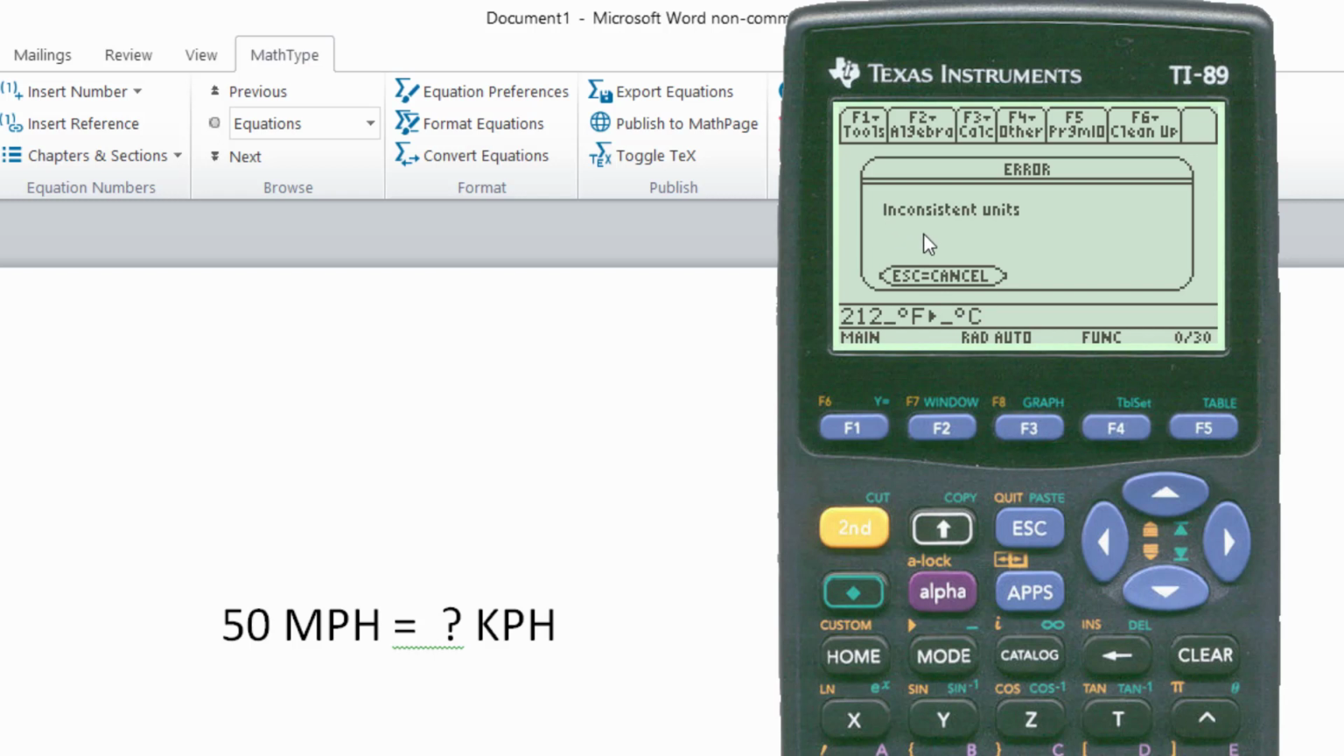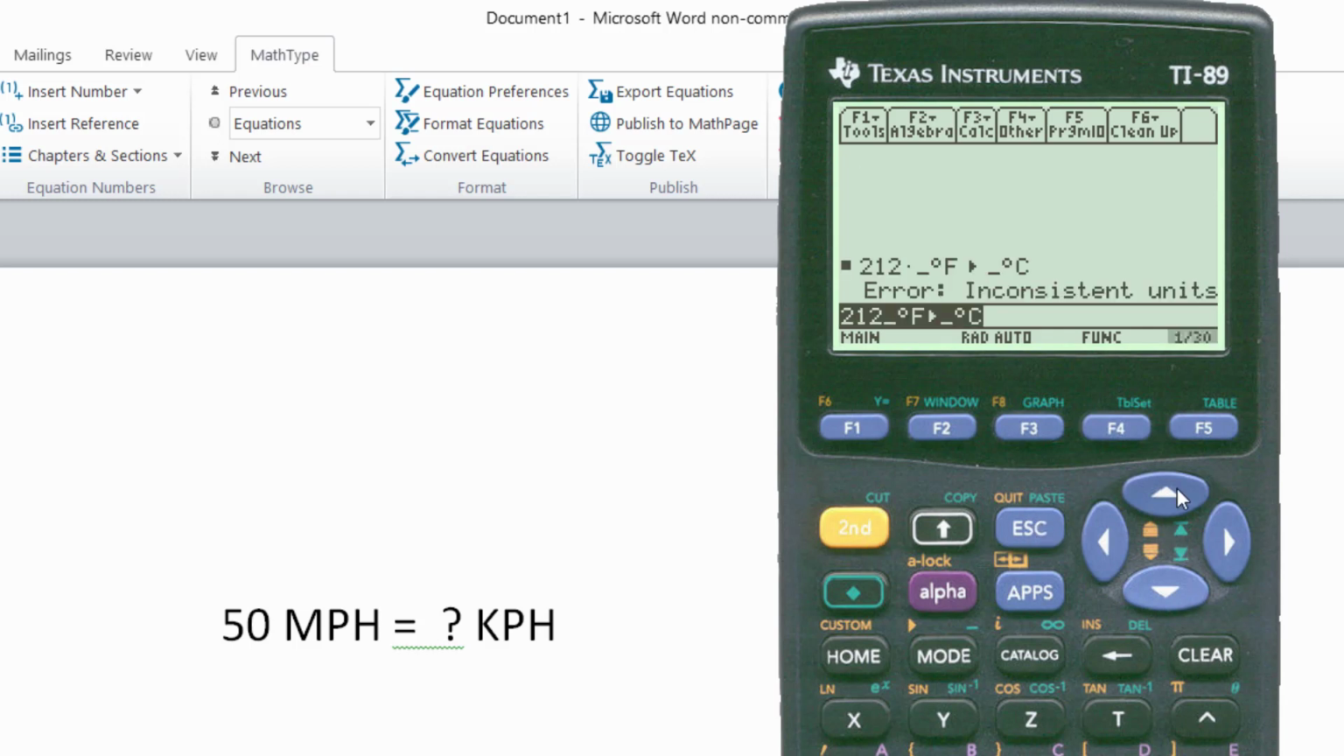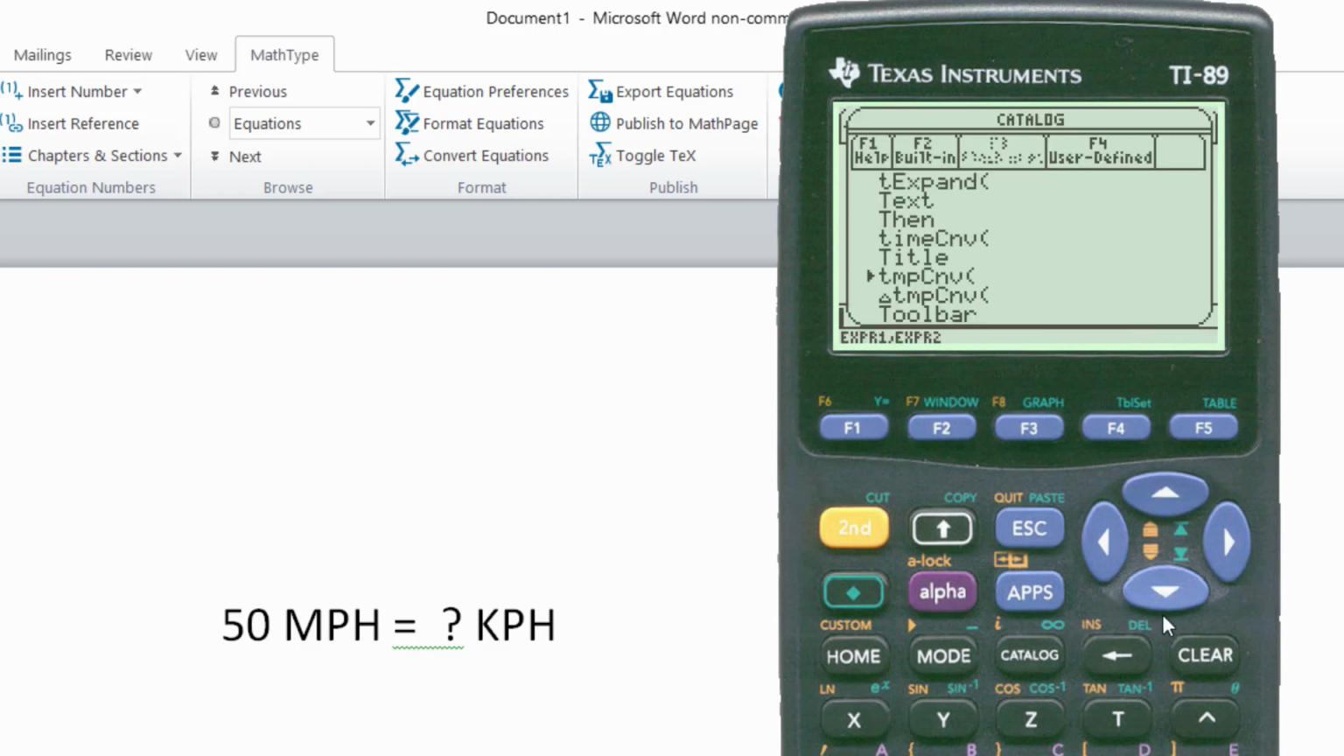And it says inconsistent units. Inconsistent units. Well, obviously they're not the same units because we're converting, but it doesn't give it to you. So I was trying to play around with this. And then I went to catalog here. So let's go to catalog. And then scroll down here, and this one here, tmpCnv, that stands for temperature conversion.